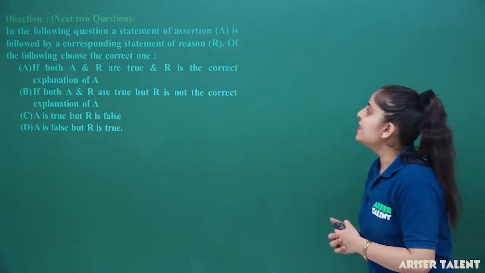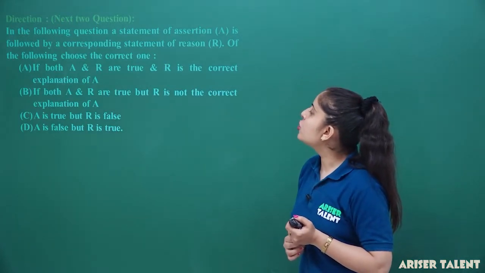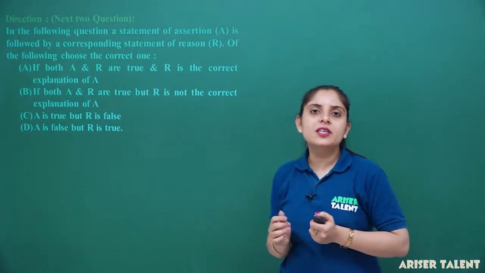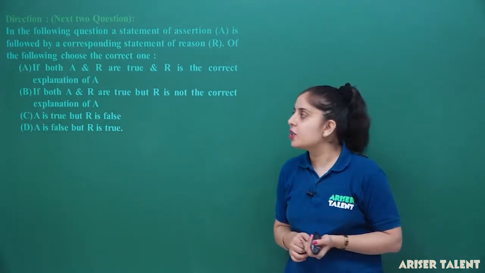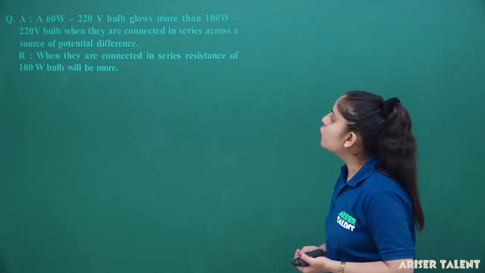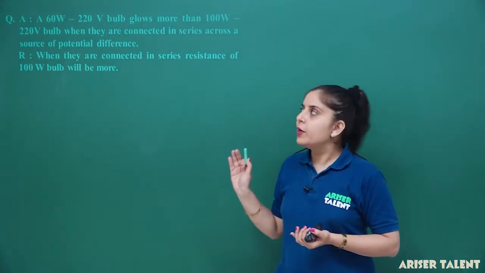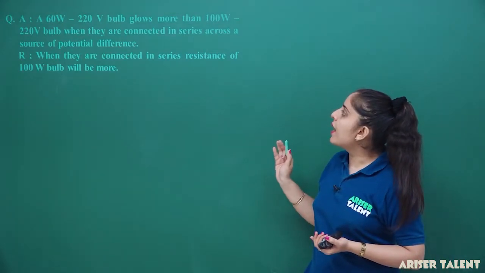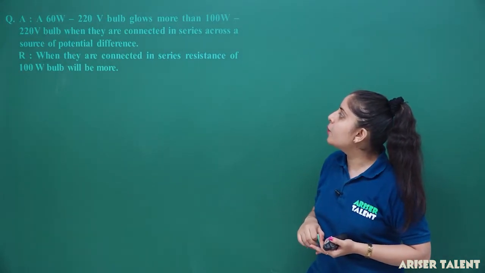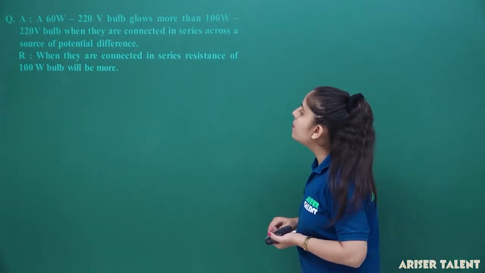Now, this is the question in which you are given the directions for the next two questions. In the following question, a statement of assertion is followed by a statement of the reason. So this is basically an assertion-reason type question. Firstly, let's see what the question is saying. A 60 watt 220 volt bulb glows more than a 100 watt 220 volt bulb when they are connected in series across a potential difference. When they are connected in series, the resistance of the 100 watt bulb will be more.